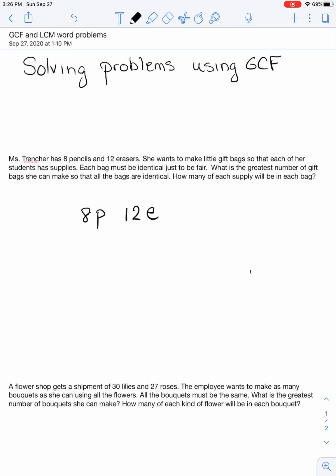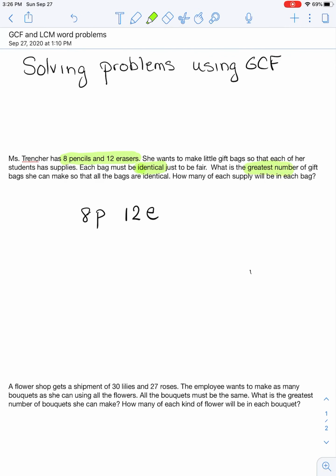She wants to make little gift bags so that each of her students has supplies. Each bag must be identical, just to be fair. So what I'm going to do is highlight that they must be identical. I should have done this before. Highlight 8 pencils and 12 erasers. What is the greatest number of gift bags?